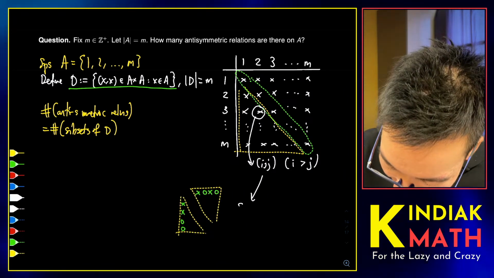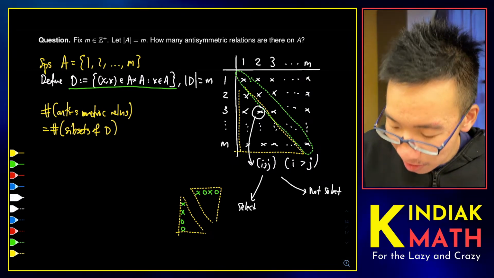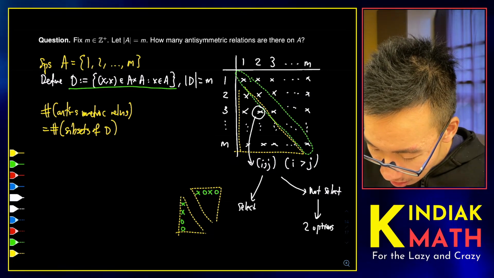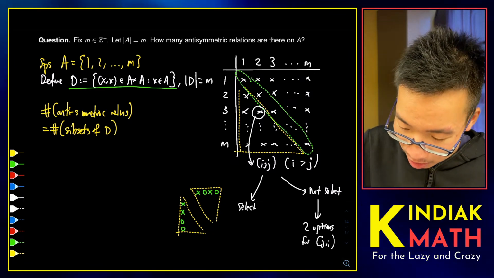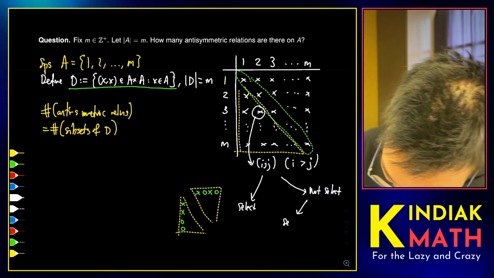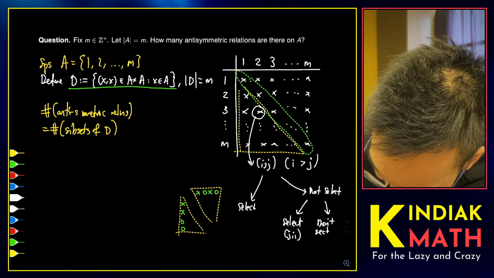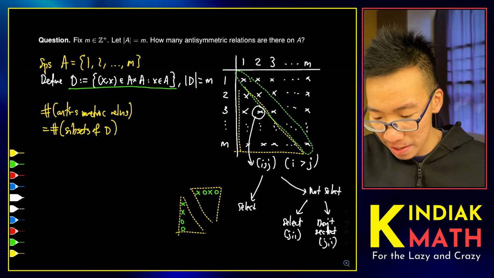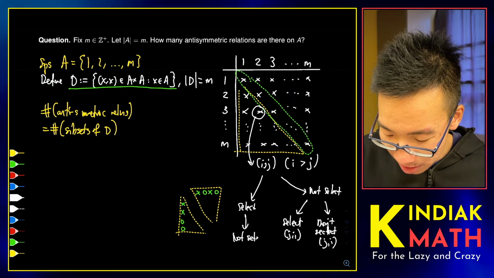We can either select it or not select it. If we don't select ij, we'll get two options for including ji or not. You can either include ji or not include ji. So let's just do it this way. Select ji or don't select ji. Right? You can do these three things. And once you select ij, you must not select ji.